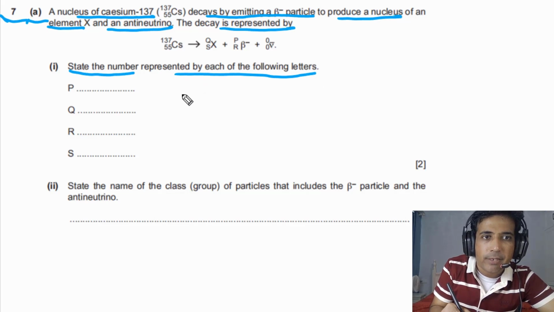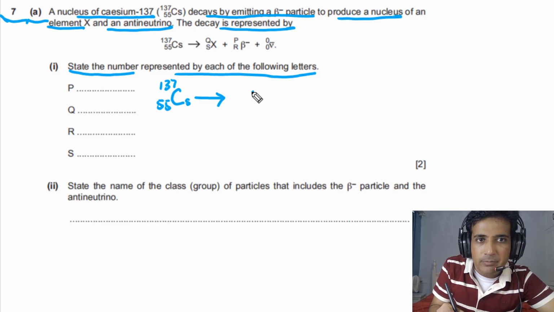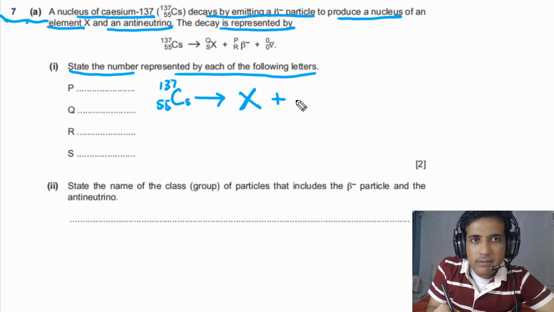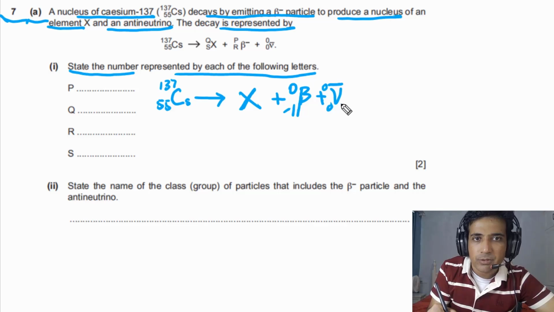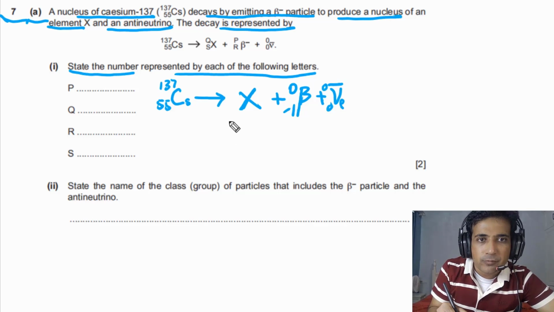So let's rewrite this one. First of all, we have cesium-137. The atomic number is 55 and the mass number is 137. Then we have element X. We don't know about this element. And then there is beta minus decay. So it means this has to be -1, this has to be 0. And next we have the anti-neutrino. This is the electron anti-neutrino. Now we need to find out this number, meaning the atomic number of X. We also need to find out the mass number of X.